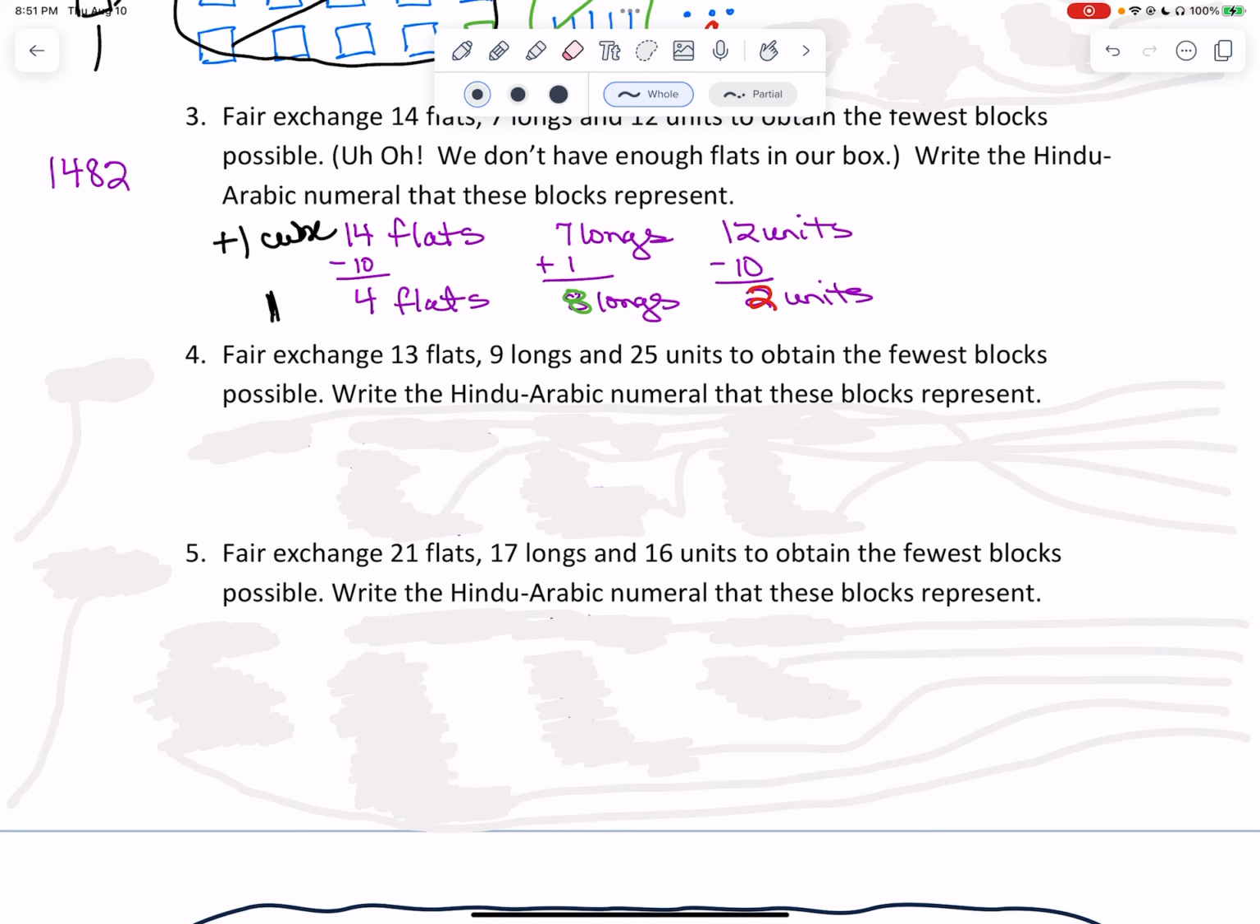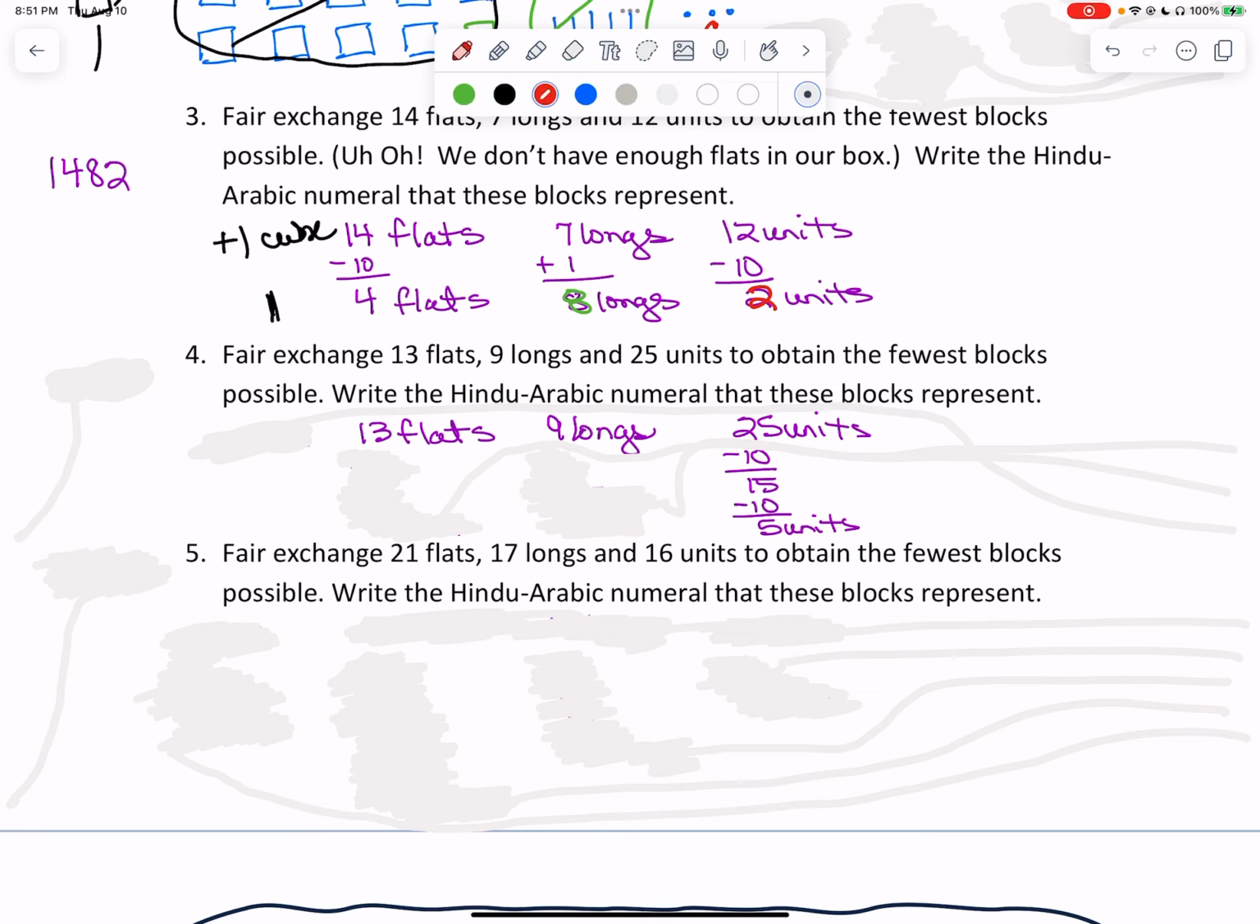All right, I'll try and do these quickly, okay? Hopefully you're starting to get the gist of it. Okay, so let's see. I'm going to start here. We got 13 flats, 9 longs, 25 units. I do not want to have to take out 25 units, and we don't even have 13 longs in our boxes. But 25 units means I'm going to take out 2 10s. Does that make sense? Because I've got 2. If I have 25, I can take 10 and trade it for 1 rod, and take 10 more and trade it for the other rod, and I'll have 5 units left. So I've got 5 units left.